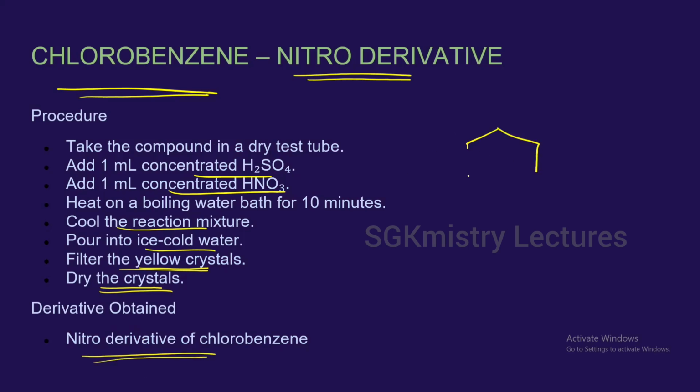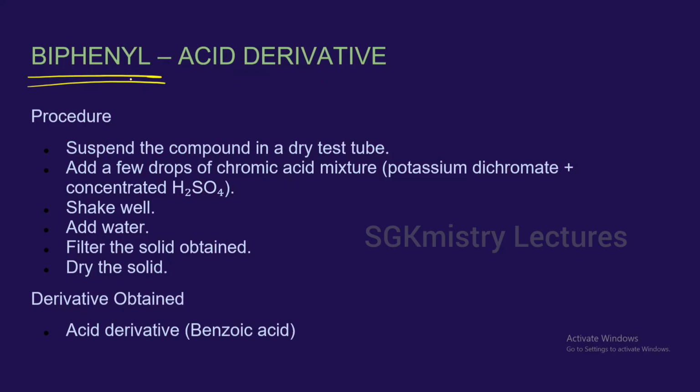Now it is very clear that the chloro group directs the incoming group to the ortho position. So we have chlorobenzene, which gives the nitro group in the ortho position. Suppose you have been given biphenyl, so you're going to prepare the acid derivative. You're going to take the substance in a dry test tube, and then add a few drops of chromic acid. Mainly that is a mixture of potassium dichromate crystals as well as concentrated H2SO4. Now you're going to shake the contents well and add water. You're going to see that the solid is separated out. So you're going to filter it and then dry the solid. So here again, you're going to get the acid derivative, which is nothing but benzoic acid.